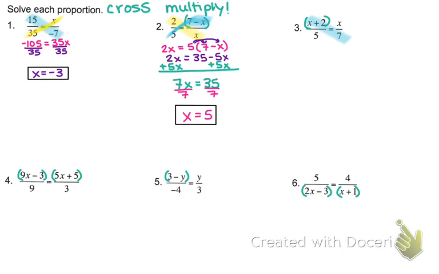Number 3, cross multiply, x plus 2 in parentheses times 7. I'll put the 7 out in front to show the distributive property. And then the other direction equals 5 times x, which is 5x. Distribute the 7.